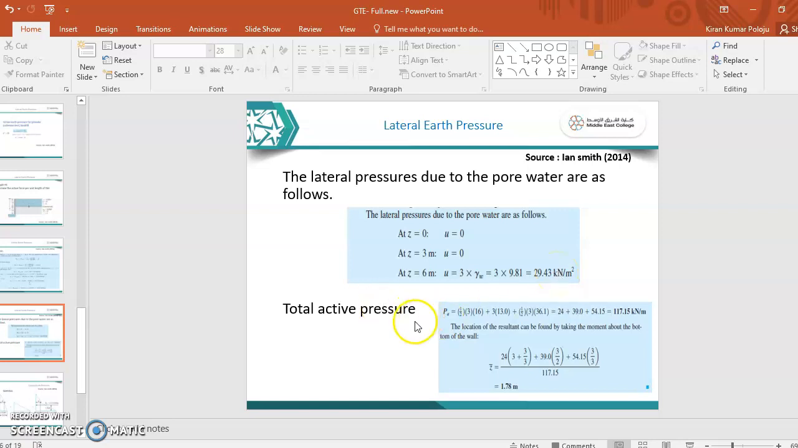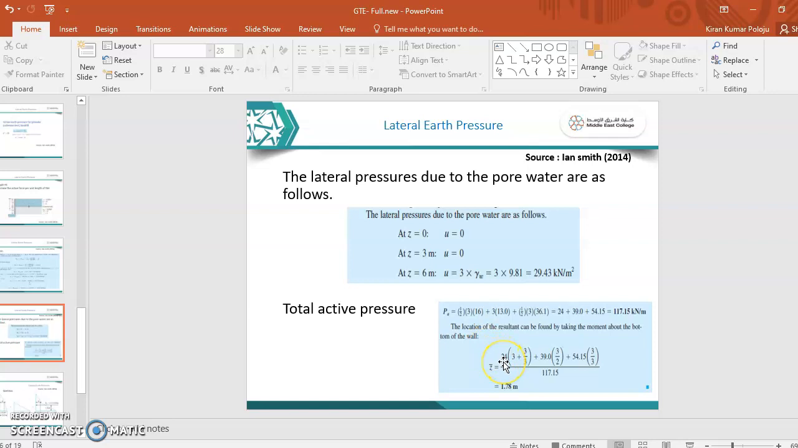Okay. Now what is the total active pressure? The total active pressure means we have to calculate the location of the resultant. So how to calculate? We have the formula to calculate the z bar. If you remember Structural Mechanics 1, to calculate the centroid, y bar is equal to a1 y1 plus a2 y2 plus a3 y3 plus a4 y4, and so on, divided by the total area. Similarly, here we have to do the same.